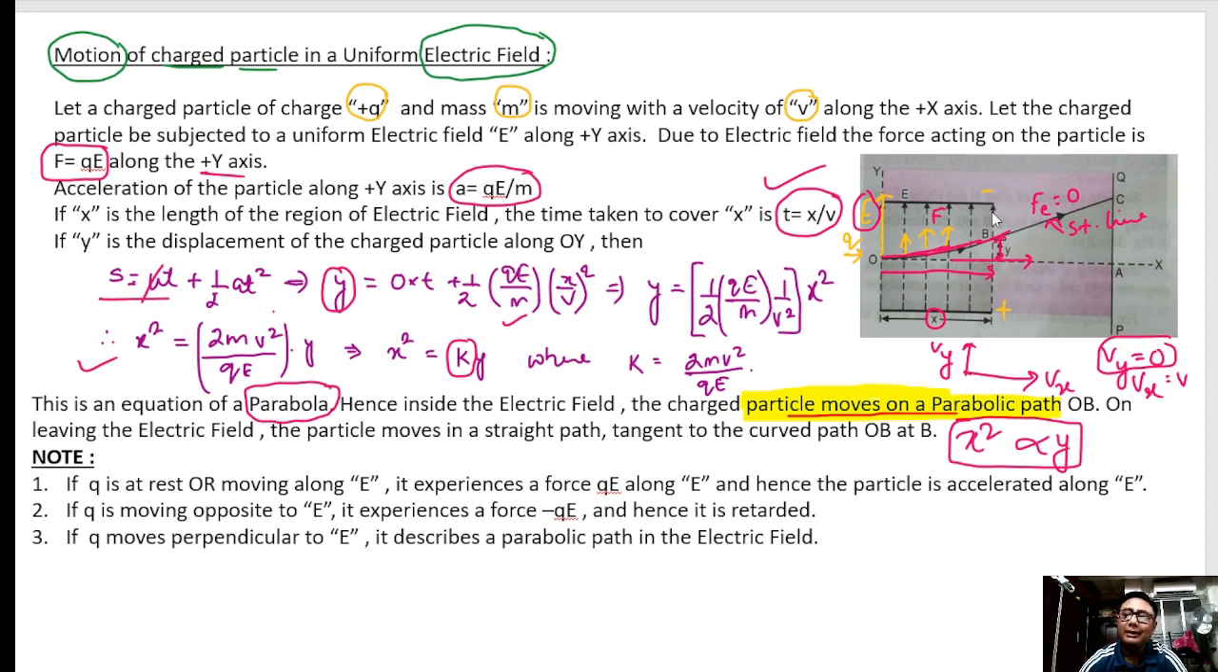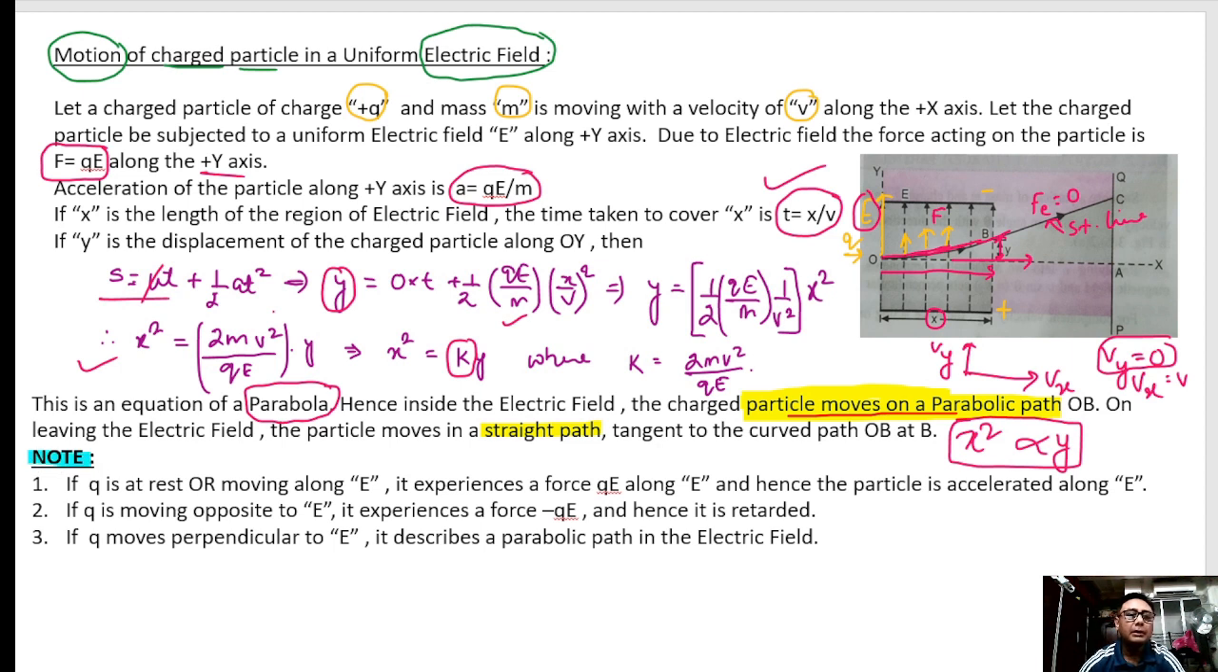Now outside the electric field, there will be no force acting, so the particle will move in a straight path. This is often asked: outside the electric field, what is the nature of the path? It is a straight path. Within the electric field, the particle will cover a parabolic path. Please note, these are very, very important things.